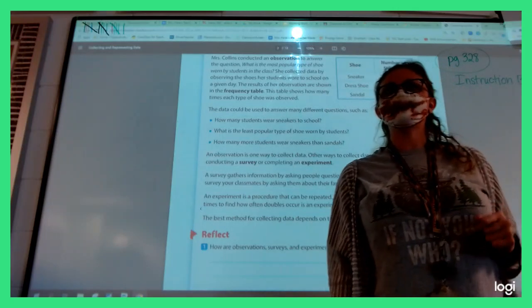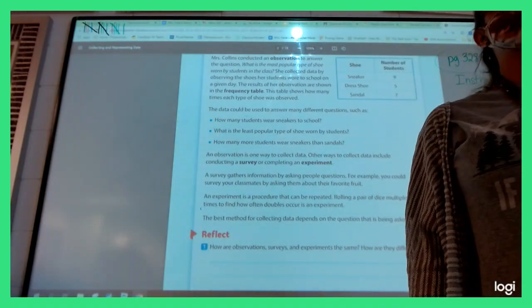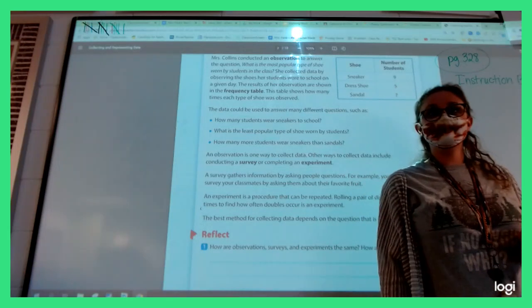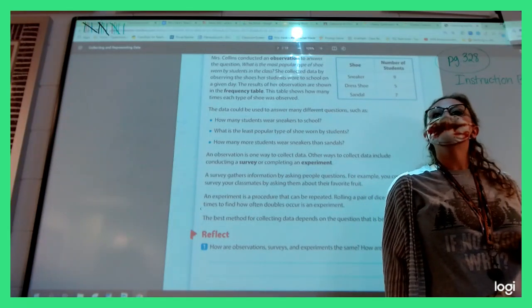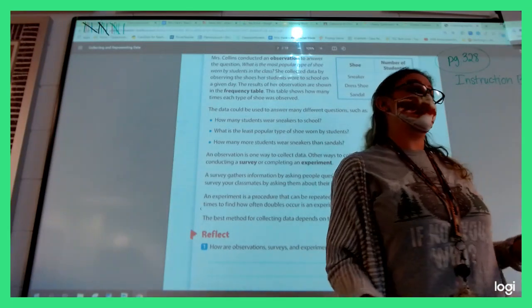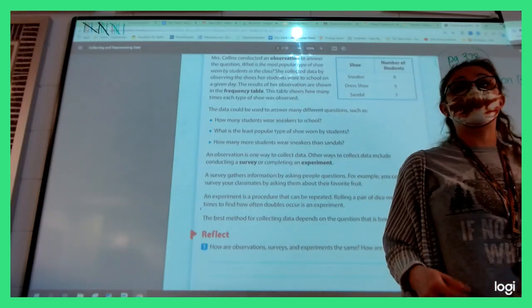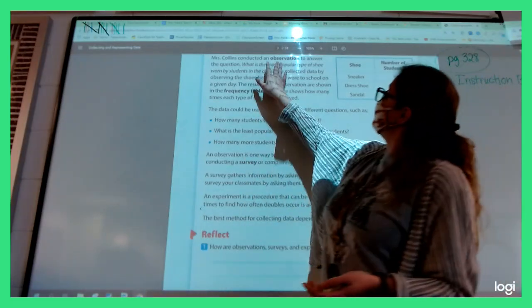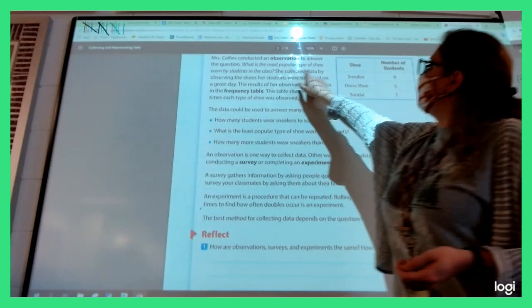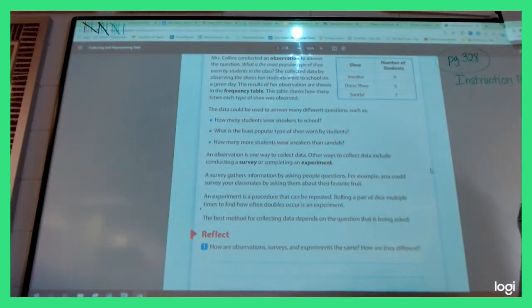Josiah? Because she was looking at them all and not coming up to them and asking them, like, what's your favorite kind of shoe? Right. She didn't ask about your favorite. She just looked to see what are you actually wearing. So she was making an observation. She collected data by observing the shoes her students wore to school on a given day.